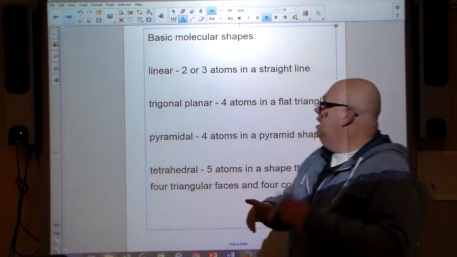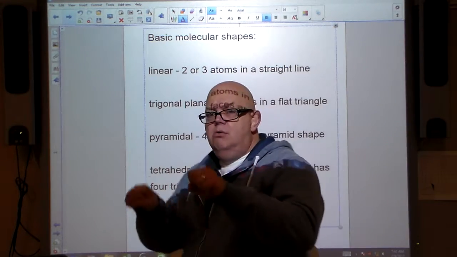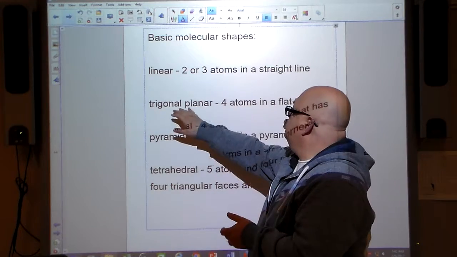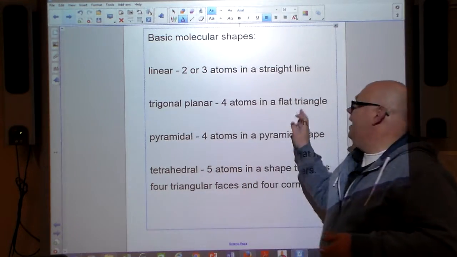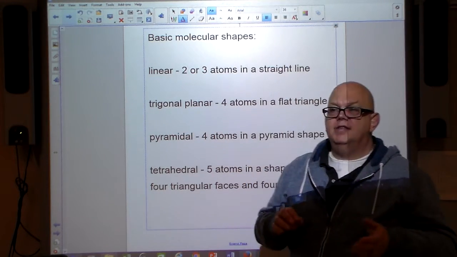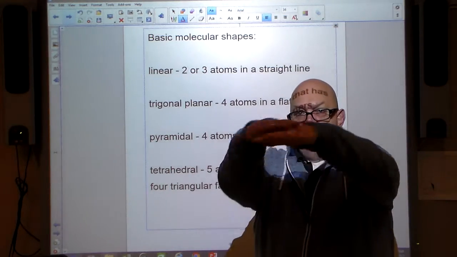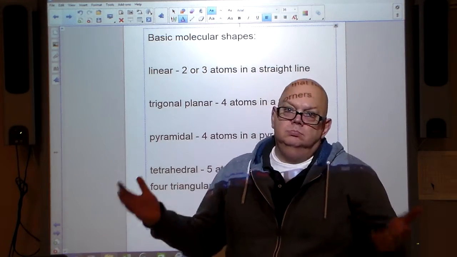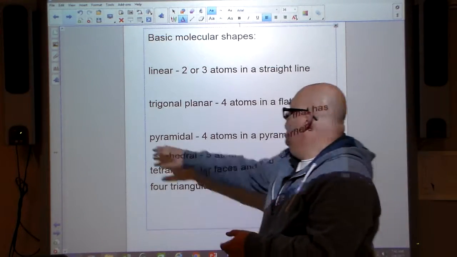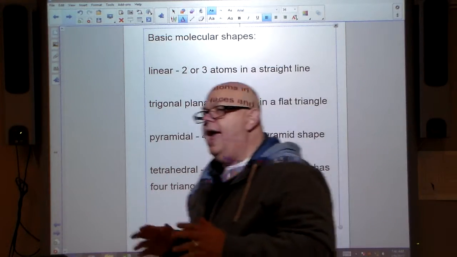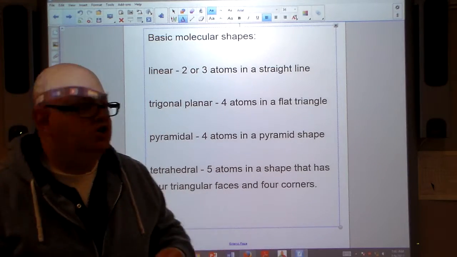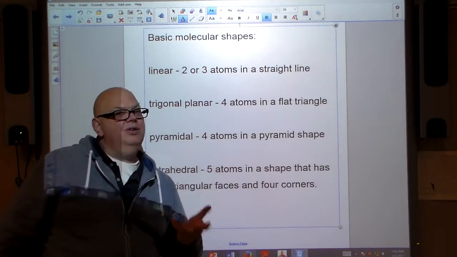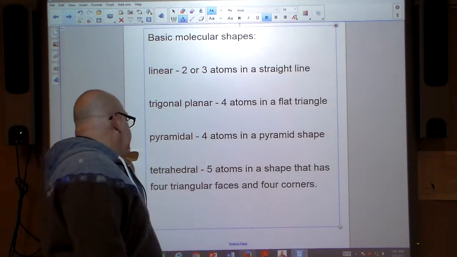So for linear, it could be 2 or 3 atoms that are arranged in a straight line. Now, trigonal planar is 4 atoms in a flat triangle. That's where planar means flat, trigonal means triangle. Fairly straightforward. Pyramidal, you've got 4 atoms that are in a pyramid shape. These two could get a little bit confusing, but we're going to resolve that.